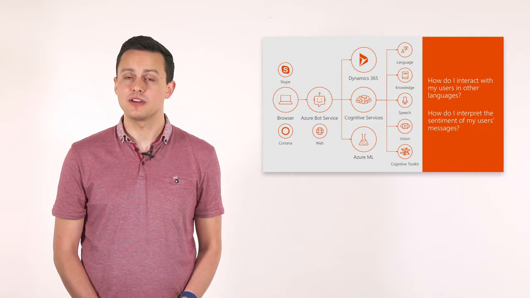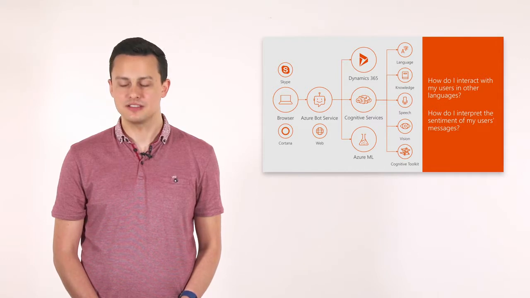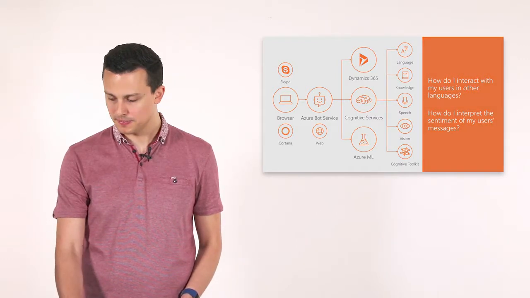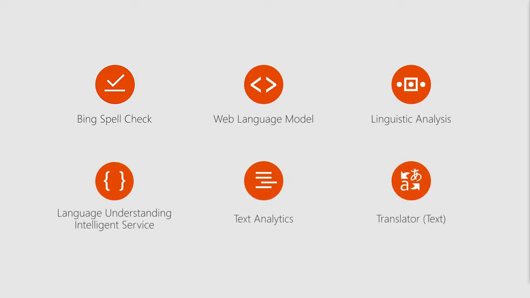As you might recall, at the very end of the Litware demo, we actually showed how we could detect a negative sentiment and escalate that to a customer service representative. Within the cognitive services language family, there are 6 technologies that we're going to look at. We've already taken a look at LUIS, or the Language Understanding Intelligence Service. We're going to look at the remaining 5 in this module. And we're going to start by looking at the Bing spell check service.